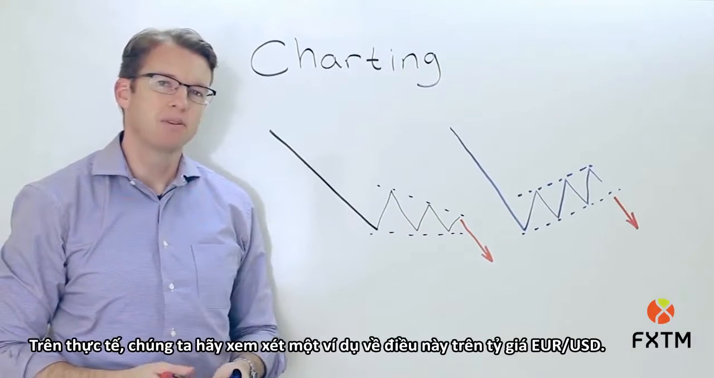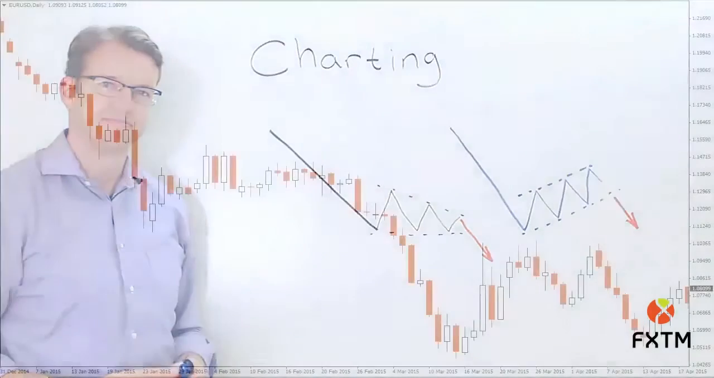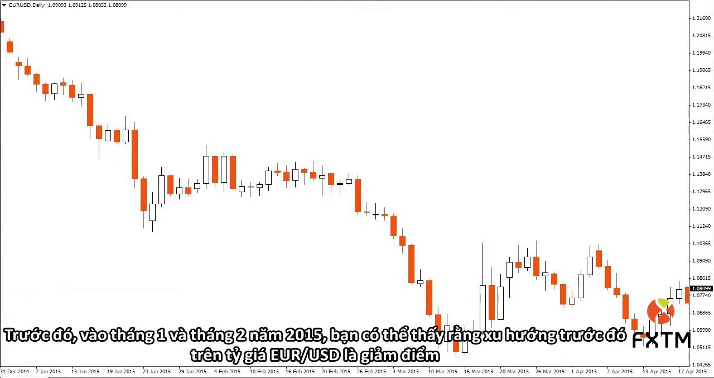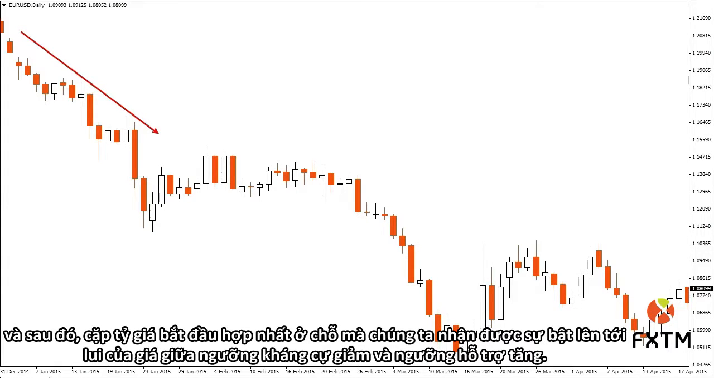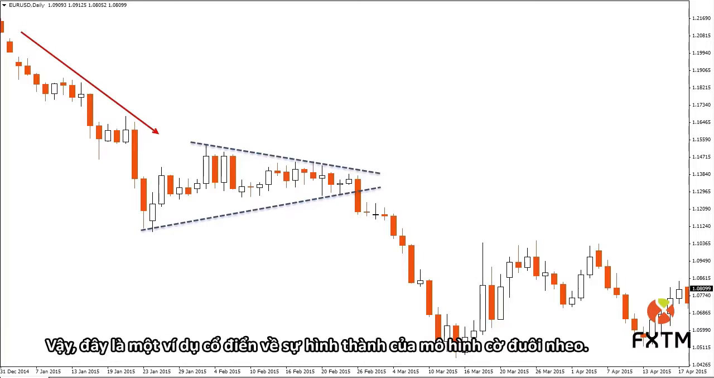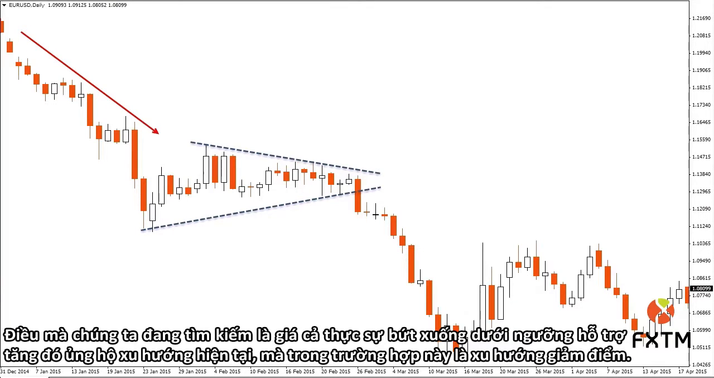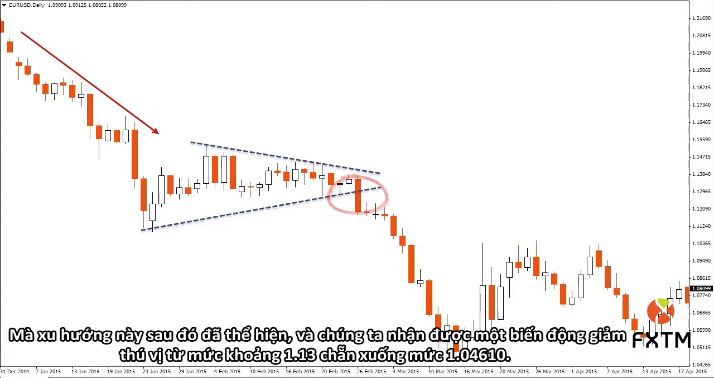In fact, let's look at an example of this on the euro to the US dollar. Earlier in 2015, in January and February, you can see that the prior trend on the euro dollar was to the downside, and then the pair began to consolidate, bouncing back and forth in the price between a descending resistance level and an ascending support level. So this is a classic example of a pennant formation. What we're looking for is for the price to break down below that ascending support level in favor of the prevailing trend, which in this case was bearish, which it subsequently did, and we got a nice move lower from about 1.13 even to 1.04610.